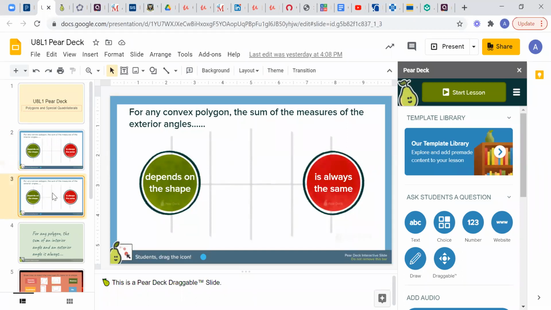Thank you. Number 2, Avalon. Can you read the question and answer? For any convex polygon, the sum of measures of exterior angles is always the same. Yes, it's always the same. In a polygon in general, the sum of exterior angles remains 360, so always the same.